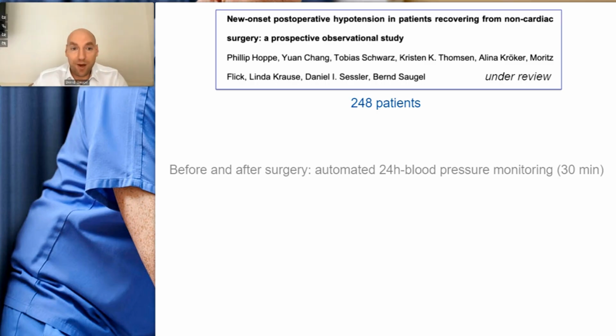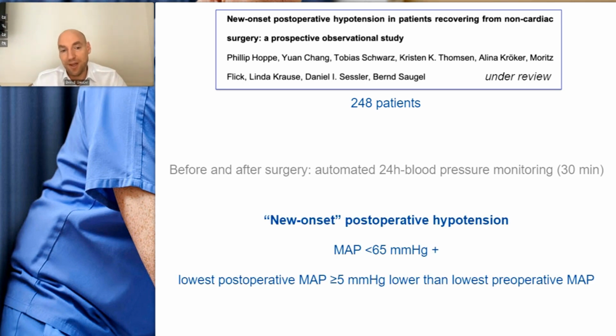And we now looked at 250 patients who were treated on general wards after non-cardiac surgery. And what we did, we measured blood pressure before and after surgery with an automated system at 30-minute intervals. This still is not a continuous measurement, but at least is substantially more often than our routine spot checks at 4 to 6 hour intervals. And this may be a little bit complicated, but it's important.